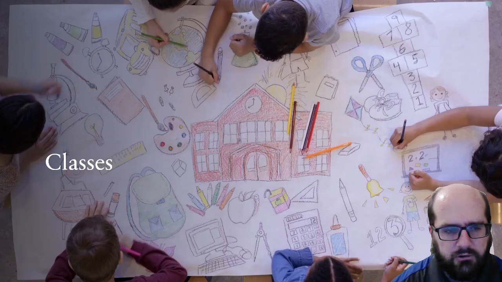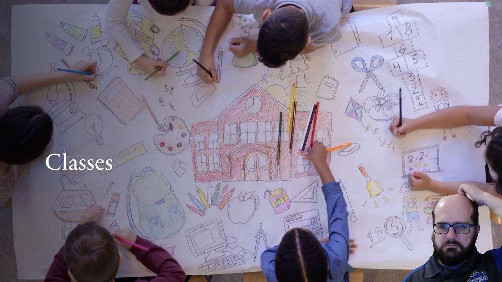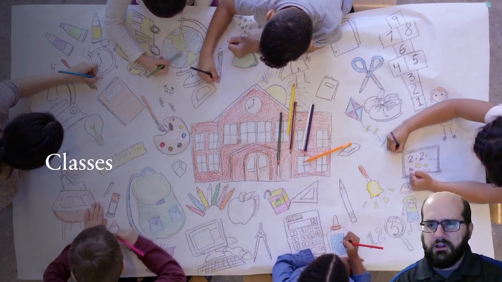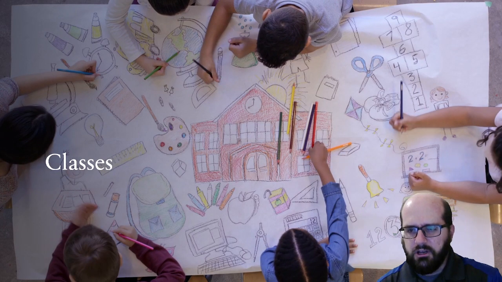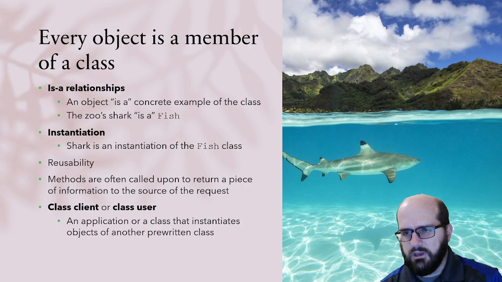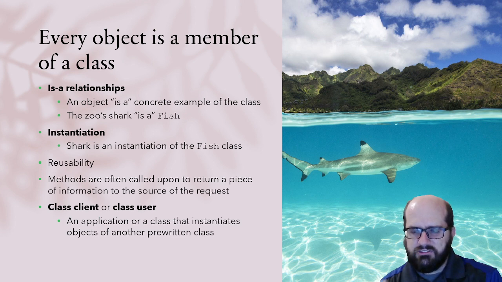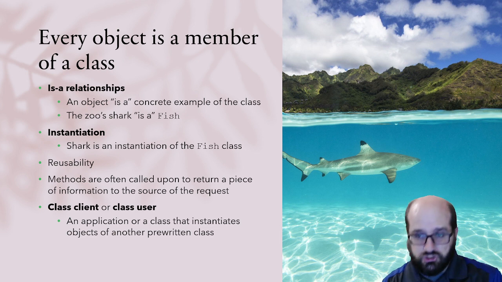Now let's talk about classes. When we build a class, we are building a blueprint for an object. We want our object to have certain parameters. A class establishes an is-a relationship with the objects. For example, a shark is a fish. A zoo shark is a shark, and a zoo shark is a fish.